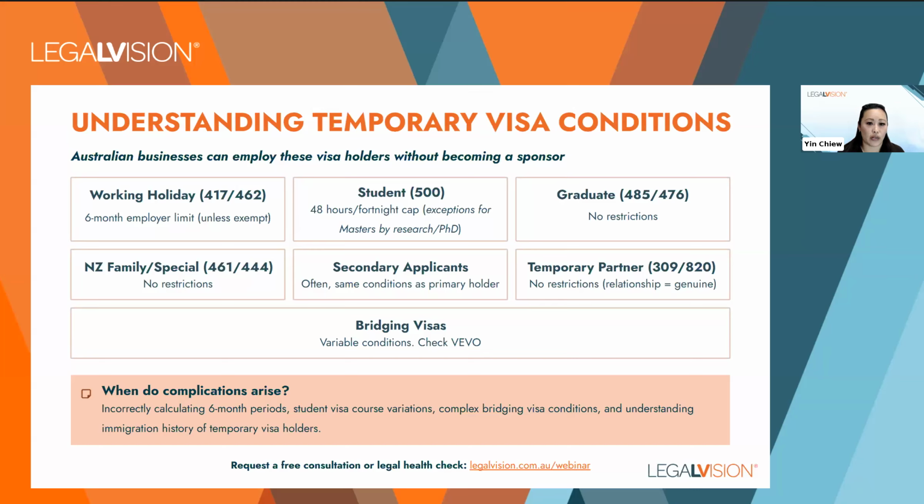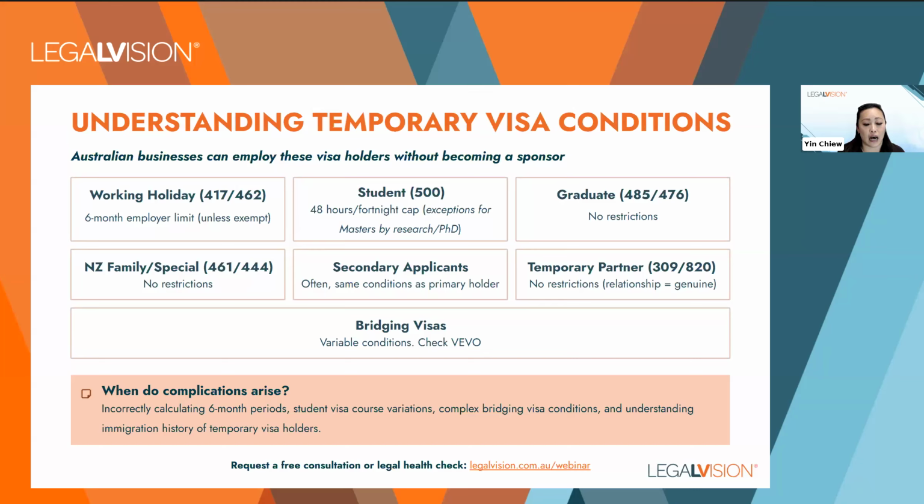Typically, they can only work 48 hours per fortnight while their course is in session, but it also depends on the course that they're studying. Usually, if the primary visa holder is studying a master's in research or a PhD, they can work full-time, so can the secondary. If they're studying a master in coursework, they can only work part-time, but their secondary can work full-time. So it's really about understanding all this.